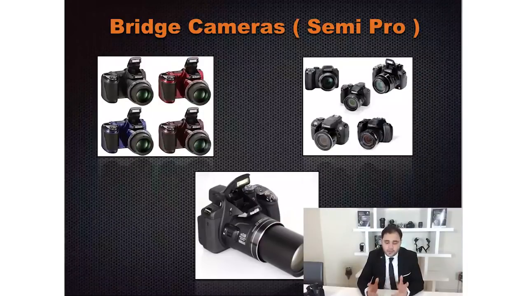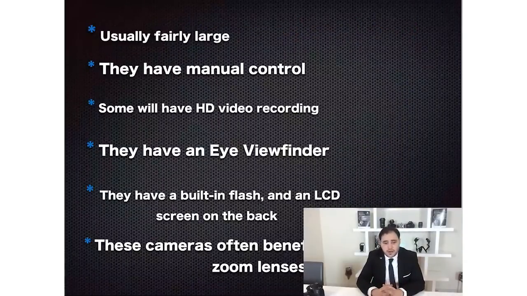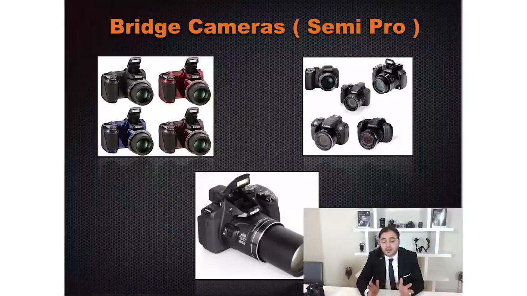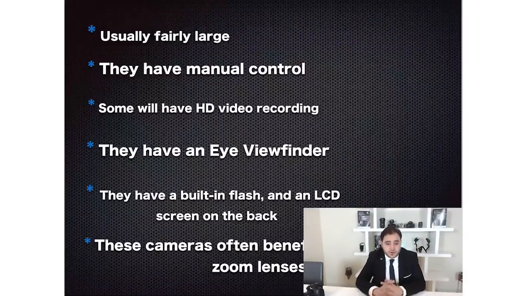Okay, let me tell you about the semi-professional cameras. So these bridge cameras are between the compact and professional cameras. They are in the middle. They are fairly large. They have manual control. Some will have HD video recording, and they have an eye viewfinder. These cameras often benefit from powerful zoom lenses, and they have a built-in flash and LCD screen at the back. This is the second type of cameras.